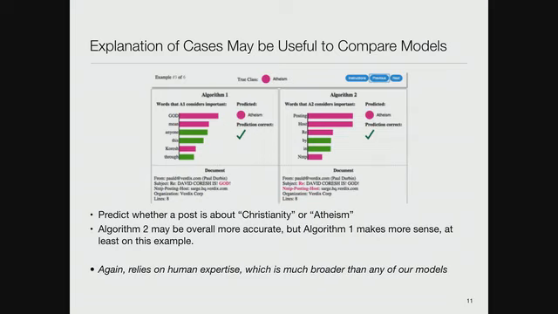So it happened that in this case, algorithm 2 turned out to be more accurate than algorithm 1 on their held out test data, but not for any good reason. And so the explanation capability allows you to clue in on the fact that even though this thing is getting the right answers, it's not for sensible reasons. Okay.